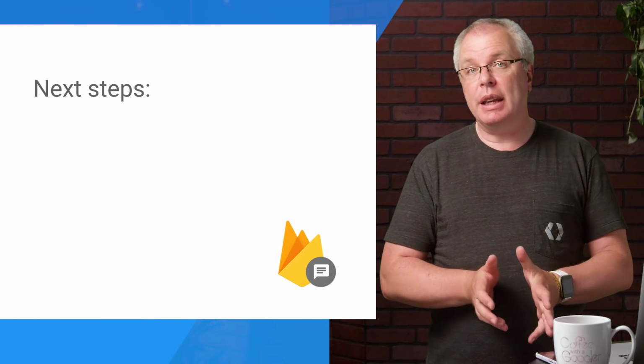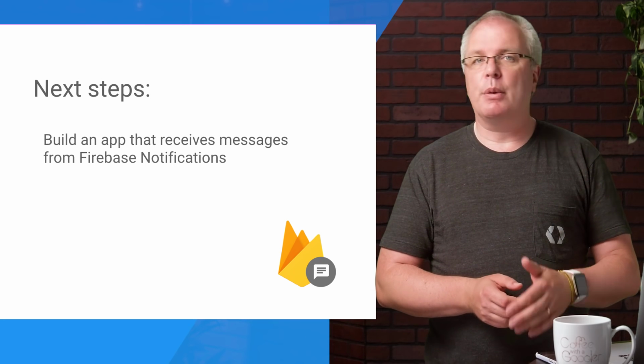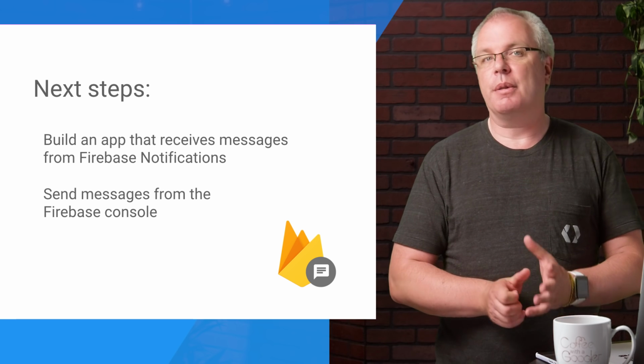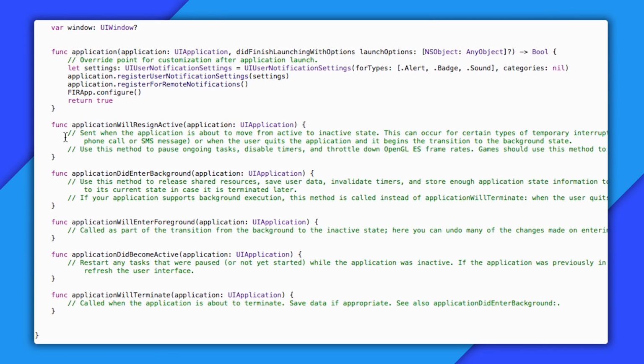Now that you've set everything up, let's build a simple app that receives messages from Firebase notifications, and we can send it some messages from the Firebase console. The code to get remote notifications in iOS is very straightforward. To get a notification, do the following.